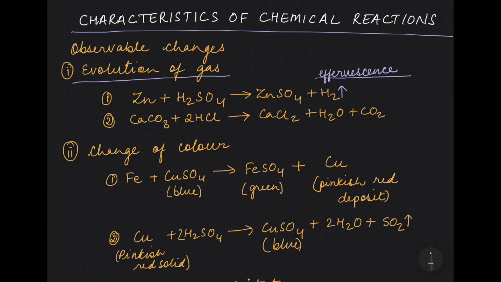Okay, and when dilute hydrochloric acid is added to calcium carbonate, which is a solid, and hydrochloric acid is a liquid, you will see calcium chloride is formed, which is liquid. Water is also a liquid, and another gas is given out, that is carbon dioxide, again with effervescence. Okay, because when gases come out through the liquid, it will form tiny bubbles.